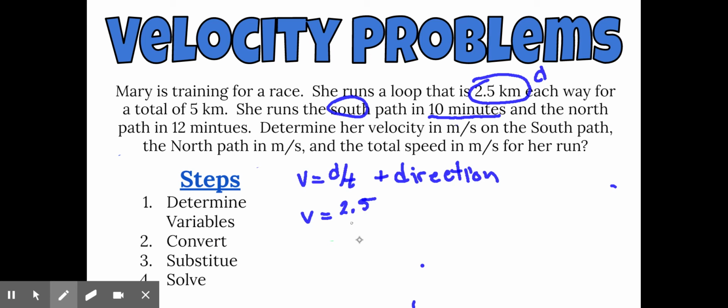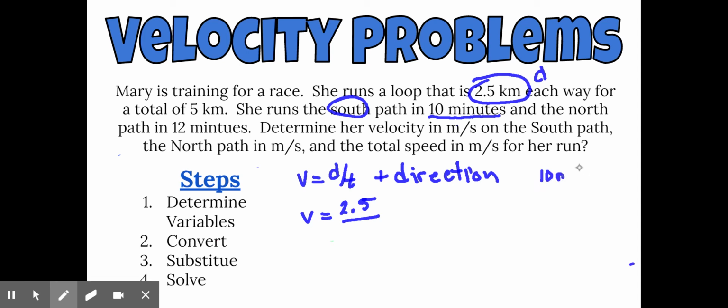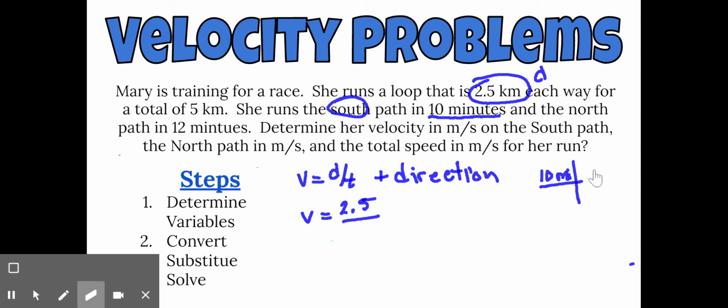Oh, we have 10 minutes. That's not going to work for meters per second. So what do we need to do? We need to do a little bit of conversion. So let's do that conversion over to the side. There are 10 minutes. There are... That should be minutes, not miles. Sorry about that.